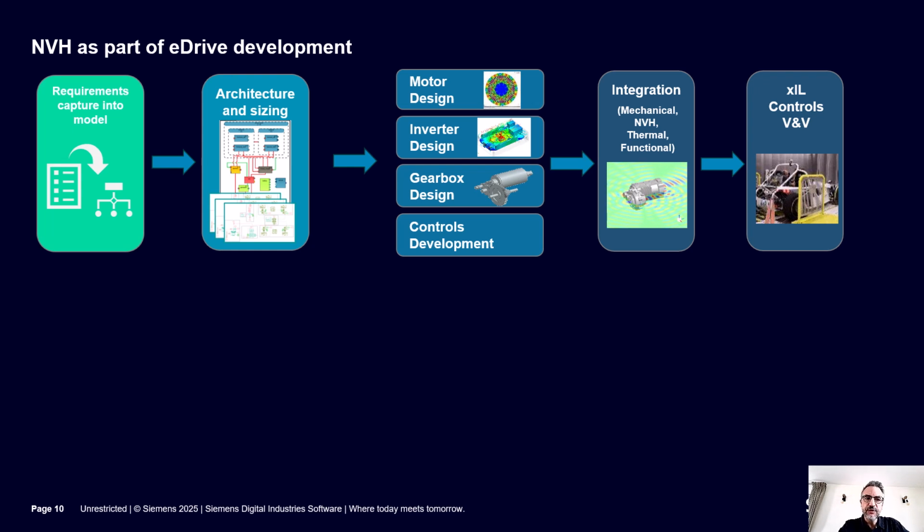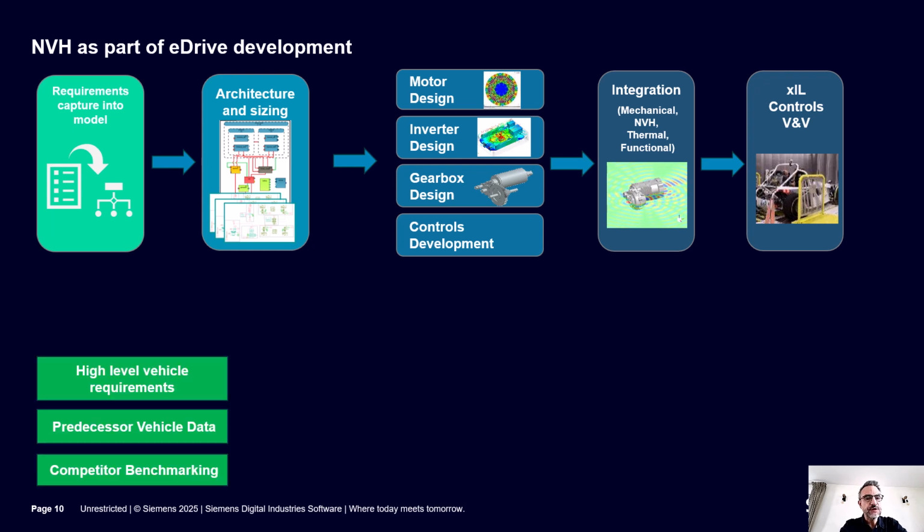If we look into a bit more detail into the development cycle, we are going through the different phases here, looking in particular at NVH. So first, the requirements need to be defined at the vehicle level in terms of NVH. This can be done, for instance, by looking at predecessor vehicles, by looking at competitor benchmarking, which are activities which we also do in our engineering services team.